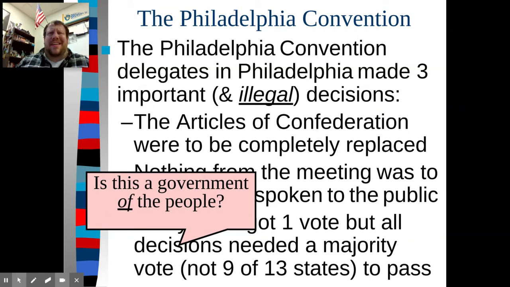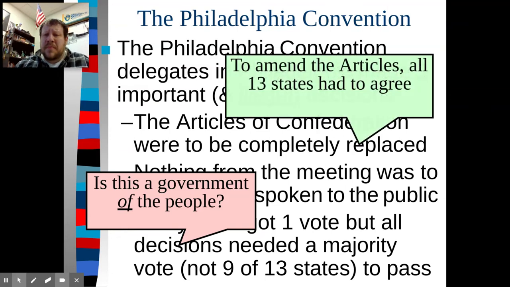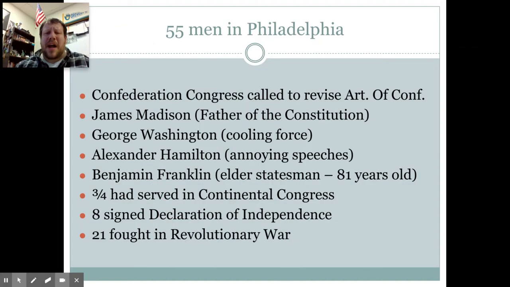Also the question: if only 9 of 13 states have to agree to it, is this really a government of the people, or is it governed by certain parts of the people? Kind of this idea of pluralist versus hyper-pluralist versus elitist in our forms of democracy we have. And so it's major problems going on here.